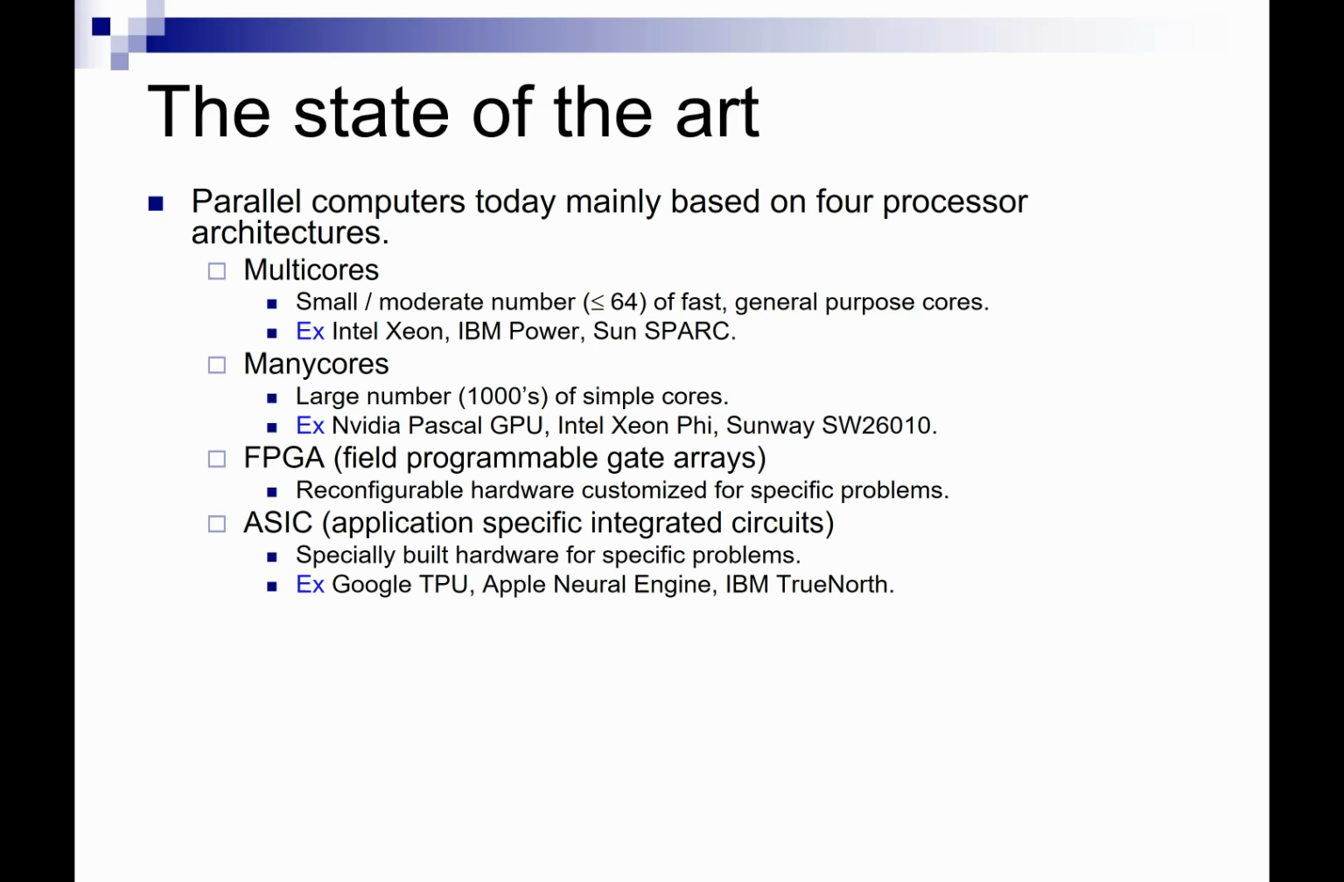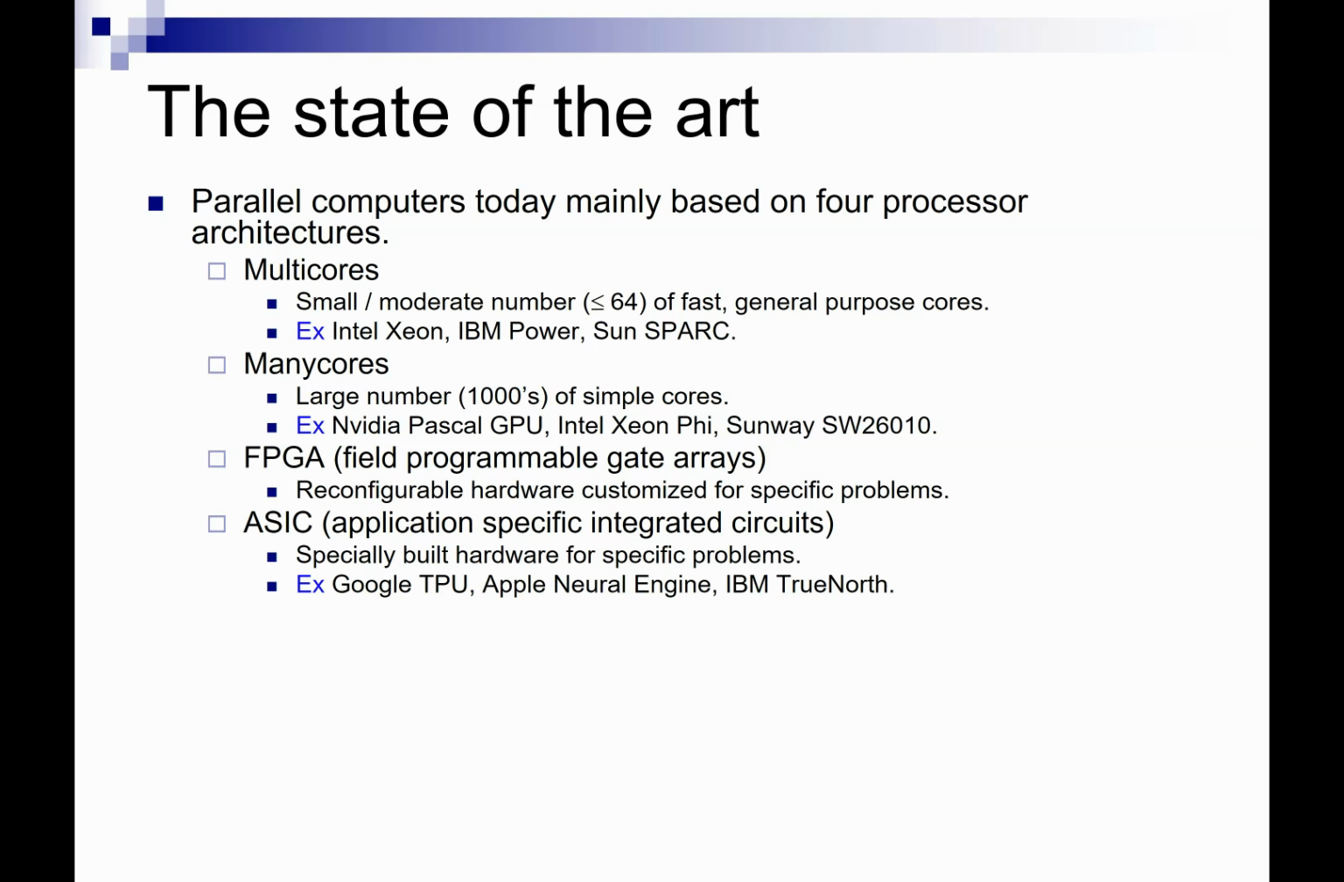We also have things called FPGAs. They're basically custom hardware, but you can reconfigure them on the fly. Since they're custom hardware, they're geared towards specific problems, and so they can be much faster for those specific problems. And then finally, we have these ASICs, which are completely customized hardware designed for very specialized problems.